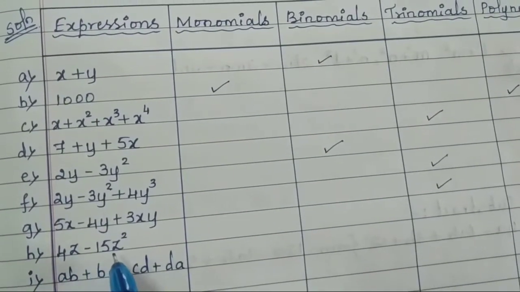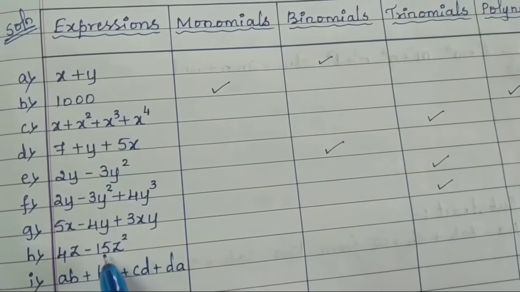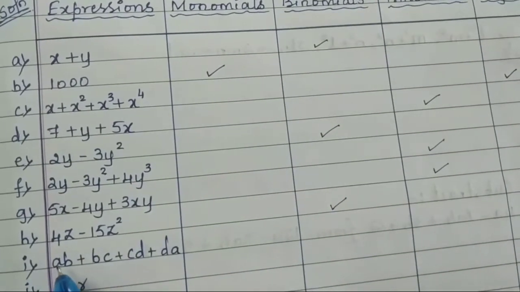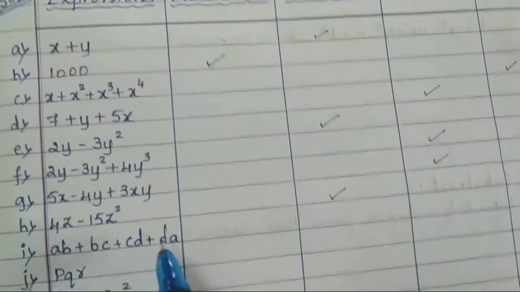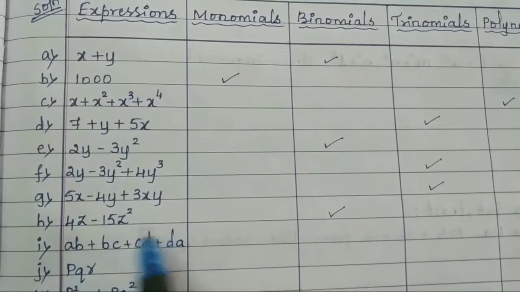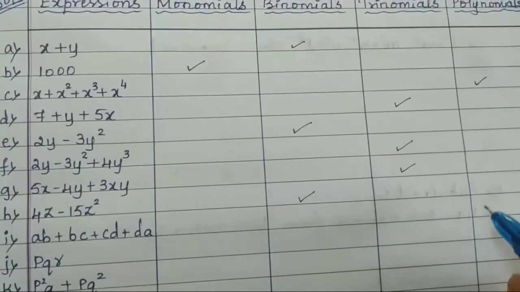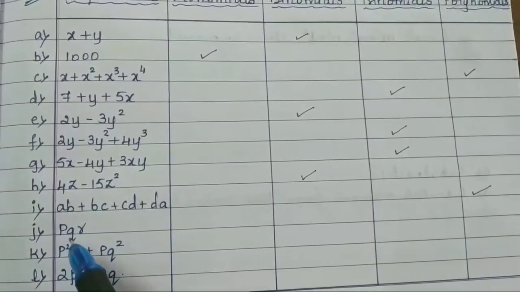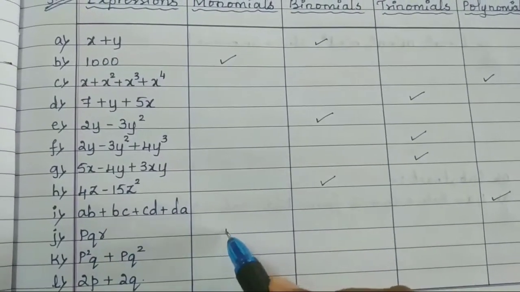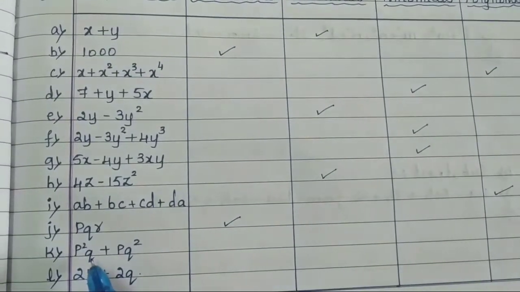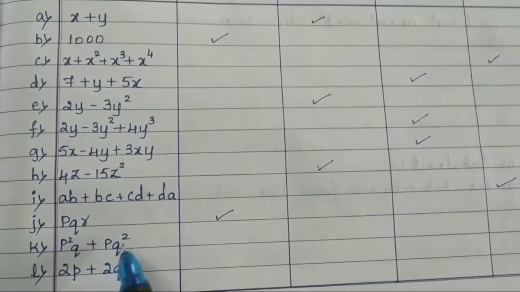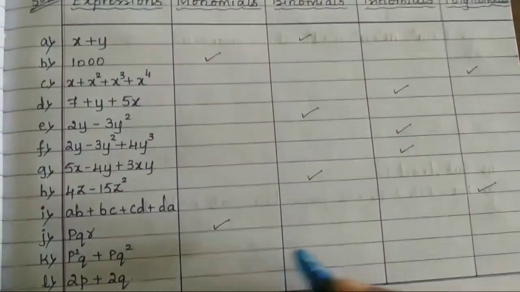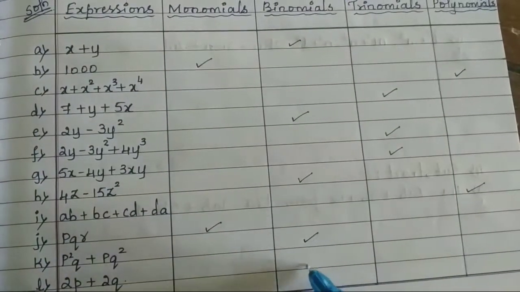4z minus 15z square. You can see here there are 2 terms, so it will come under the binomial. Similarly, AB plus BC plus CD plus DA has 4 terms, so it will come under the polynomials. PQR is a monomial, whereas P square Q square plus PQ square, as well as 2P plus 2Q, both will come under the binomials.